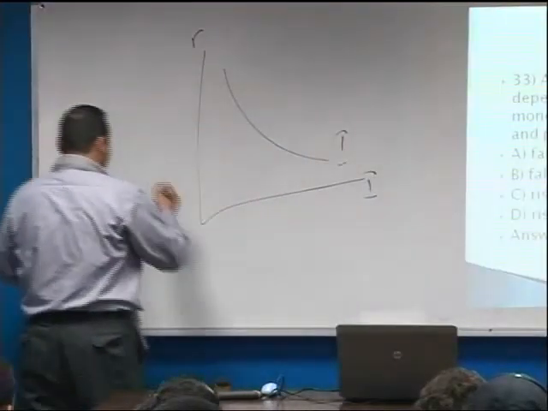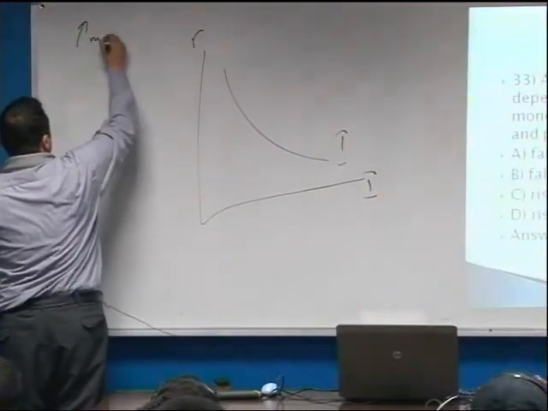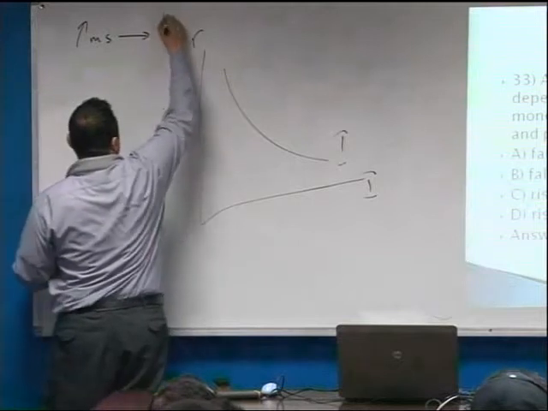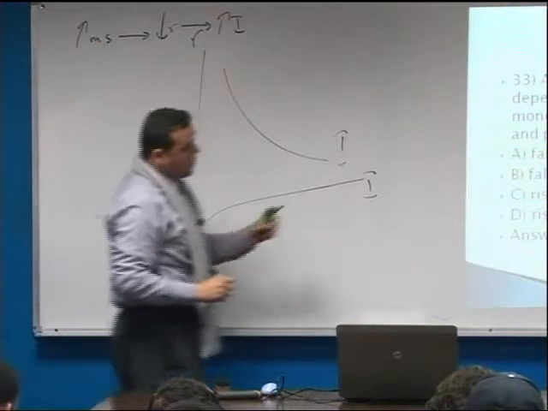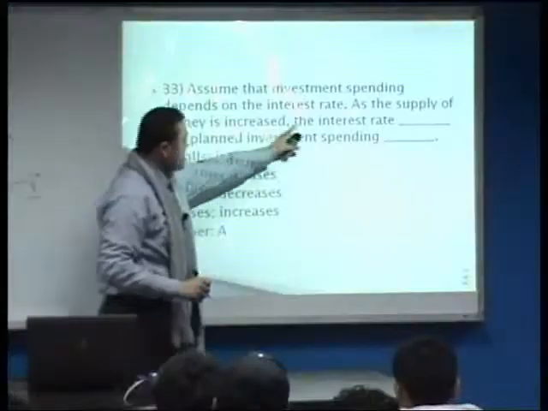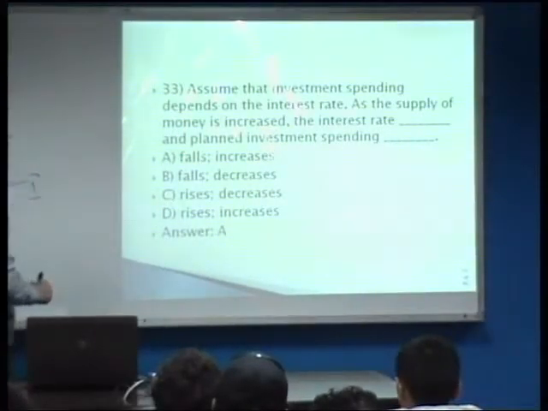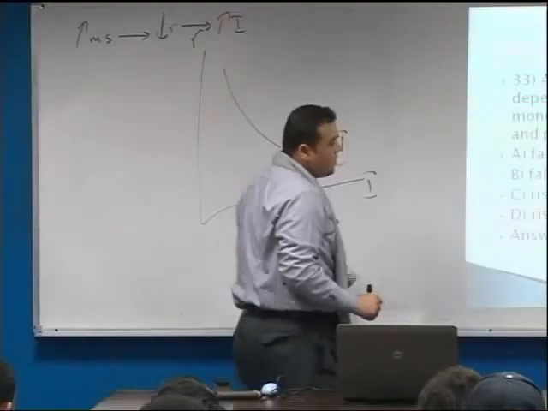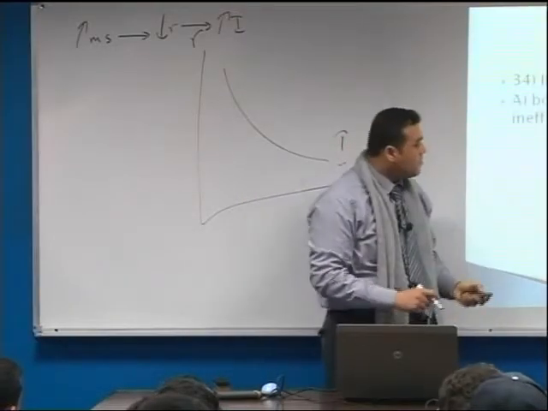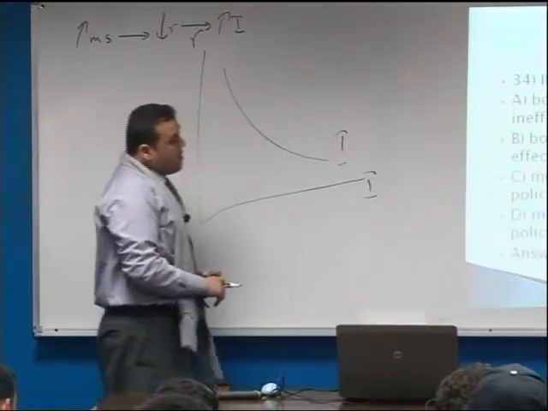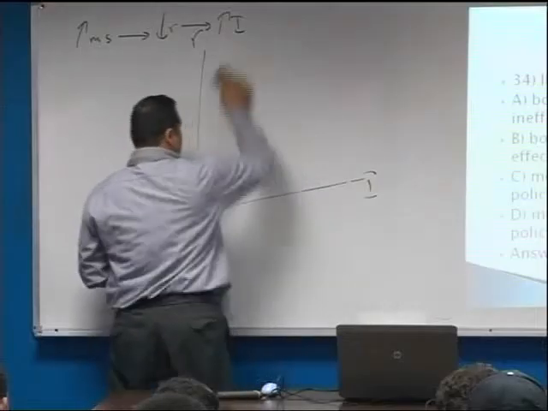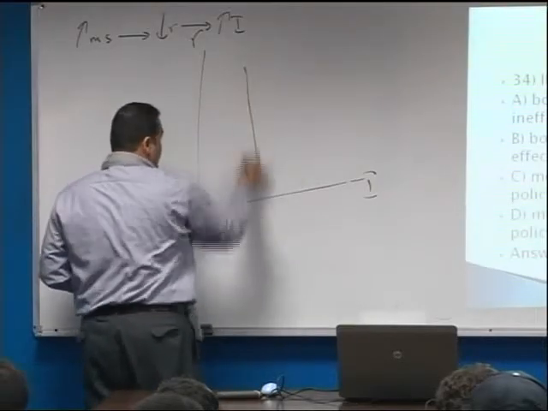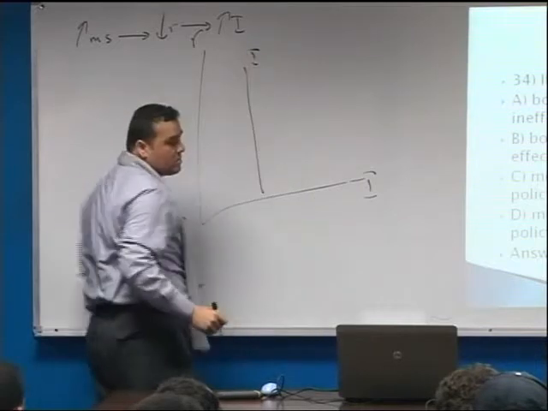Suppose the money supply increased. This leads to a decrease in R, an increase in I. Okay. The interest rate would decrease and the planned investment would increase. If the investment demand curve is a vertical line, what is the situation? The planned investment curve is a vertical line.